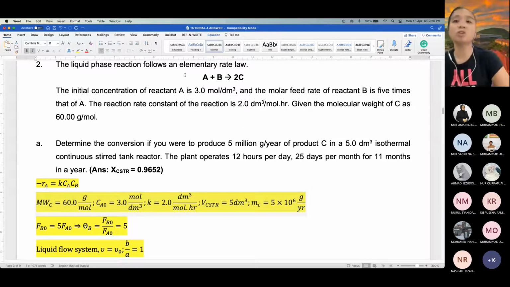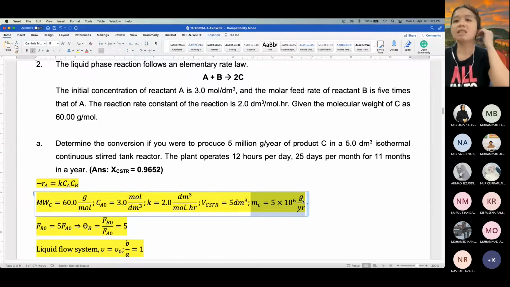Okay, so kalau kamu cari concentration mole per dm cube, tak boleh. FA0 mesti mole per time. So yang 3 ni tak boleh digunakan. The dm cube mole per hour 2 ni adalah nilai K. Tak boleh juga. Still no mole per time. So if you realize, the only information that somewhat related is the mass flow rate yang 5 million ni. Tetapi mungkin kamu kata mana ada kaitan tu mass flow rate, right? Okay, but this is the mass flow rate of C. So dia macam jauh kan, saya nak cari FA0. Tetapi the information given is my mass flow rate of C, MC.